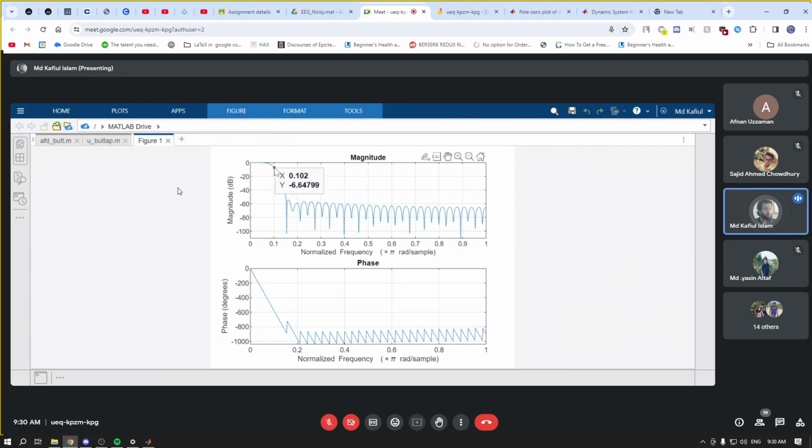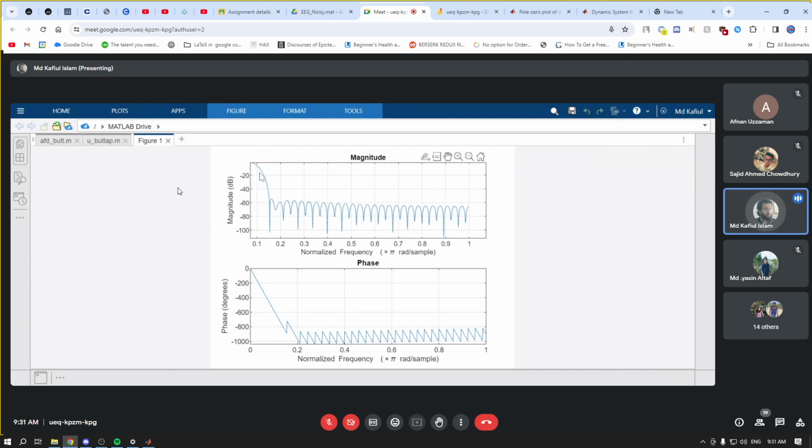Okay, so see that at 0.1 we have minus 6.64 dB. It is in decibels, and it is supposed to be minus 3 dB, right? But it is minus 6. At the cutoff frequency it is supposed to be 70.7%, or in decibel units minus 3 dB. But here it is minus 6 at 0.1. And you can see that there is a lot of ripple in the stopband. Can you see that? A lot of ripple.